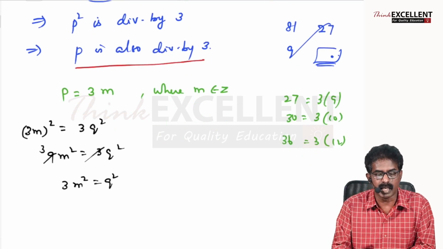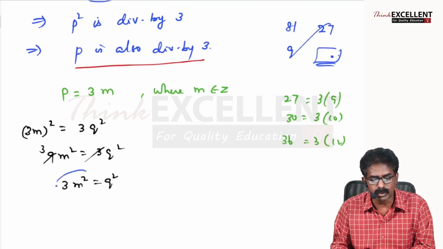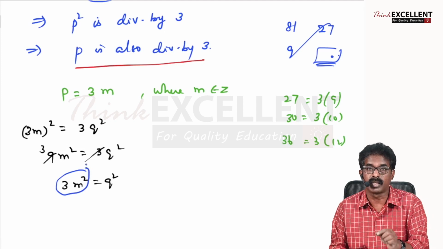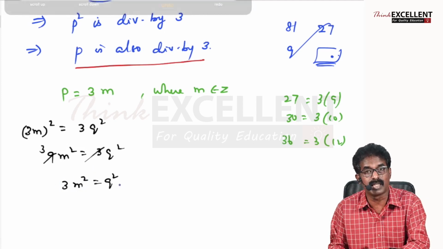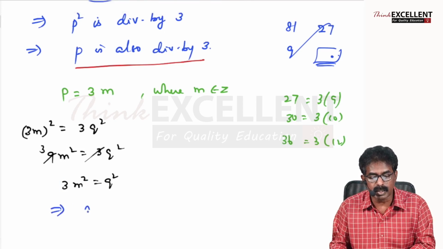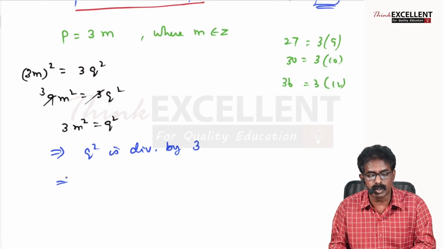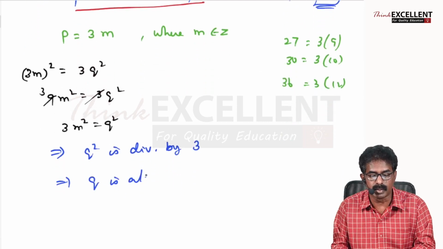Now please listen very carefully. 3 into M square, 3 into something, so it is divisible by 3. So left side is divisible by 3, so right side also divisible by 3. So you are getting Q square is divisible by 3. Same argument: Q square is divisible by 3 means you can say Q is also divisible by 3.